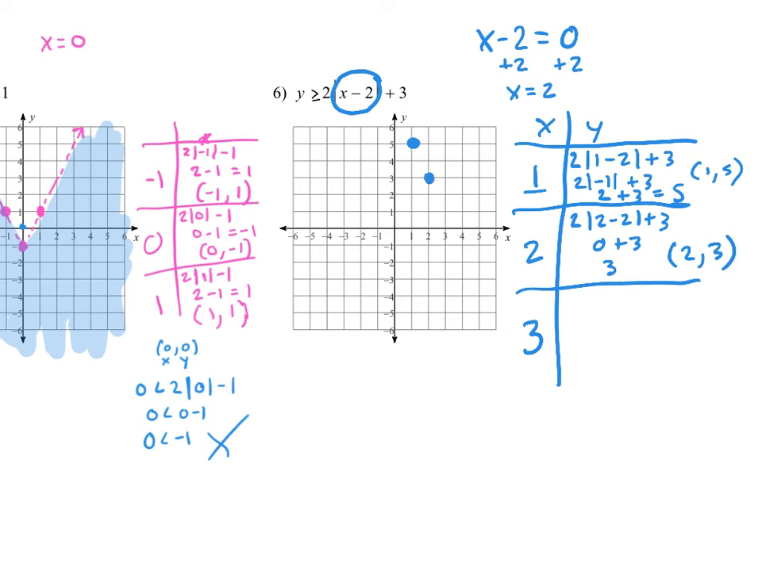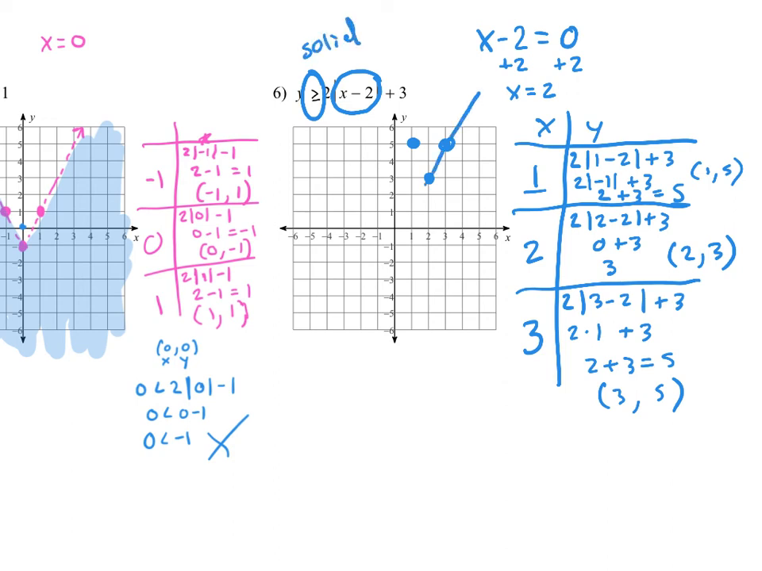Lastly, we're going to plug in 3. So we have 2 times the absolute value of 3 minus 2 plus 3. 3 minus 2 is 1. So we have 2 times 1 plus 3. Got to do that 2 times 1 first. So 2 plus 3, which is 5. So our point here is 3, comma 5. So we go to the right 3 and up 5. This greater than or equal to tells us that it's going to be a solid V. So we connect our dots with the solid V.